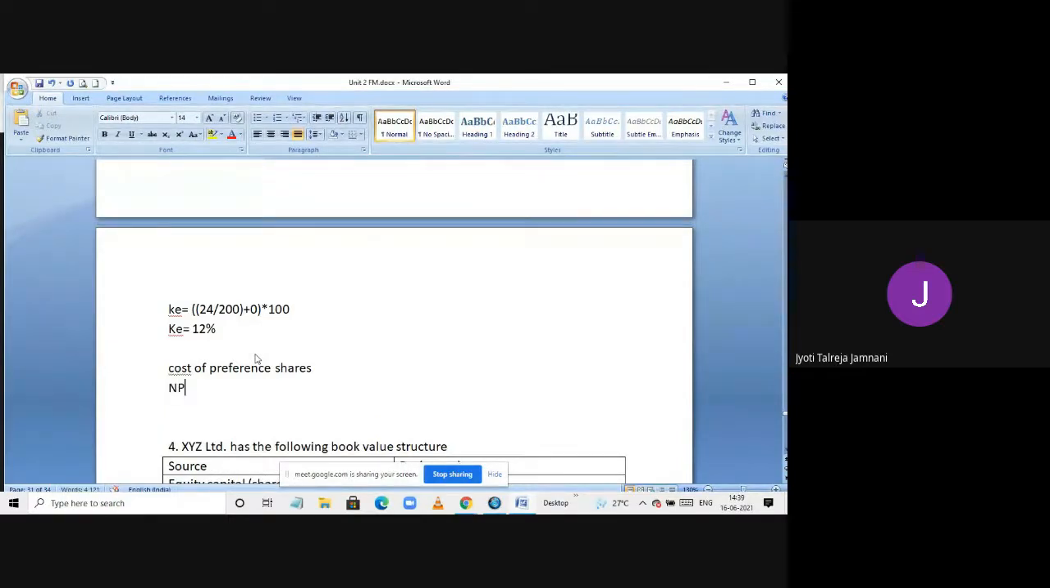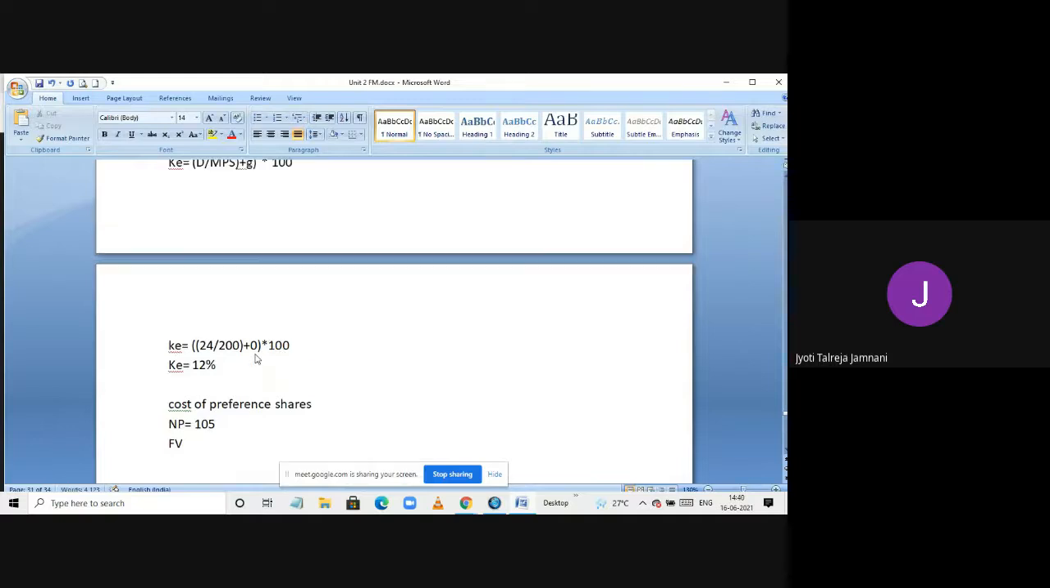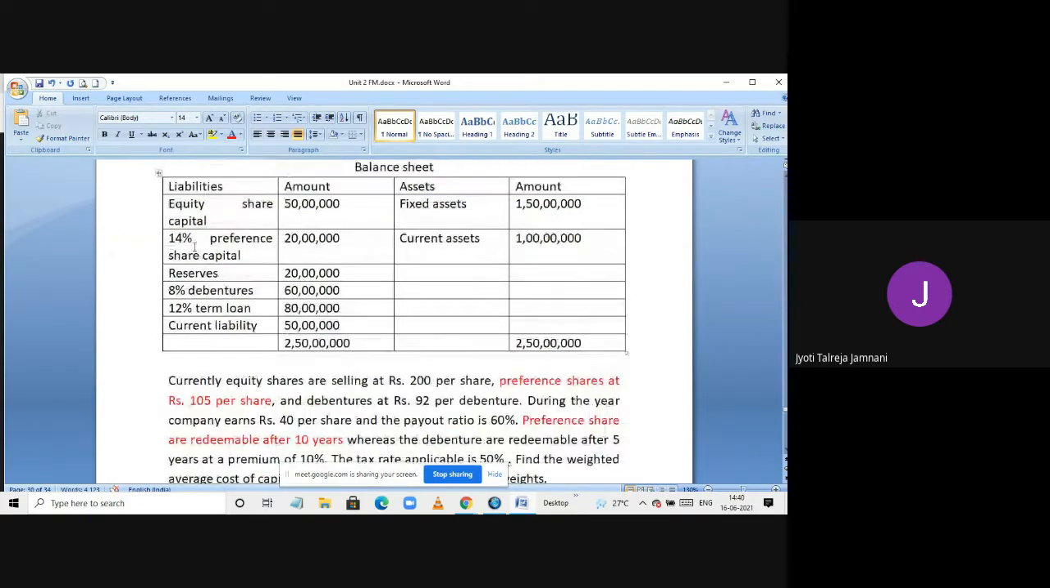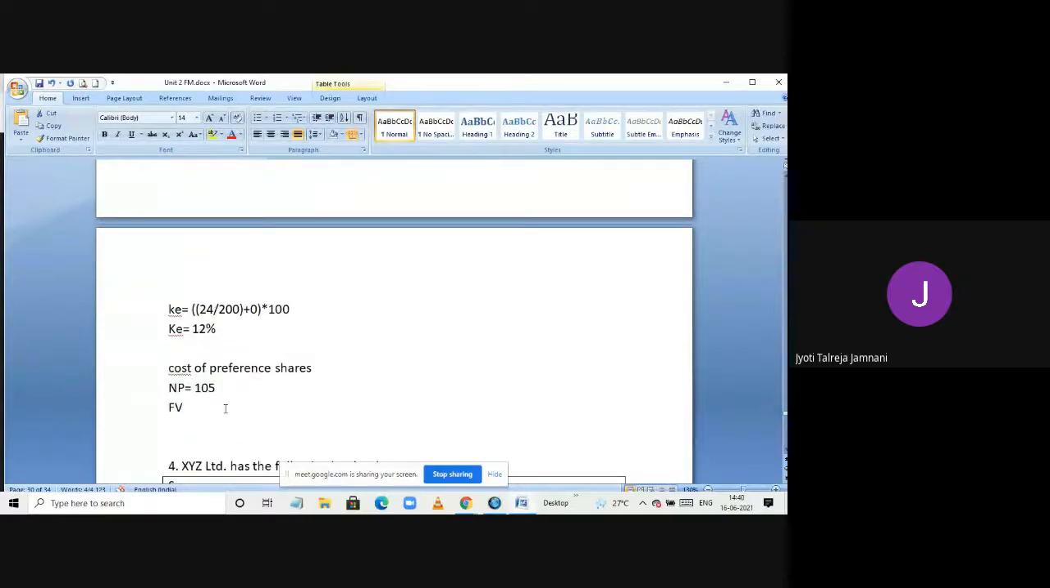Selling at 105 means it's the net proceeds. When you sell it in the market, you will get 105. Then face value they have not given. Let's see in the balance sheet if they've given. No, here they've given only the total, and the dividend is 14%. So we'll take the 14% rate, and we'll assume face value to be 100.